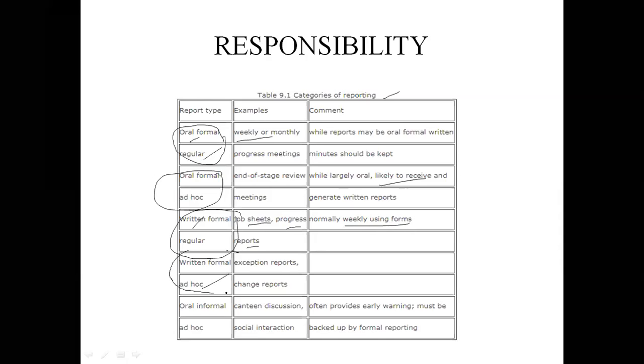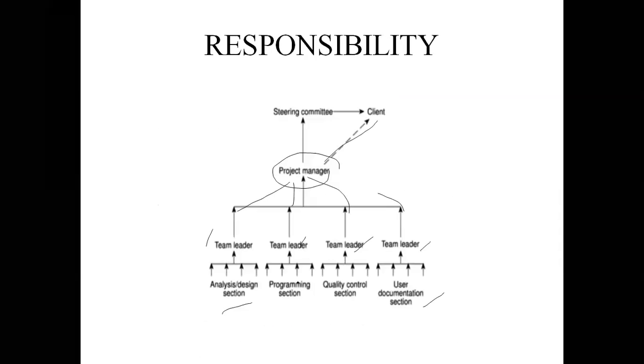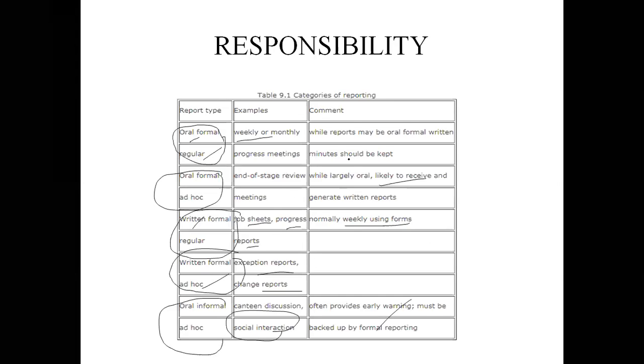Then written, formal, ad hoc. Here examples are inspection reports and change reports. Then the last one, oral, informal, ad hoc. Here an example is canteen discussion or social interaction. This is oral and informal. This often provides early warning, but must be backed by formal reporting. So these are the responsibilities, and these are the categories of reporting.